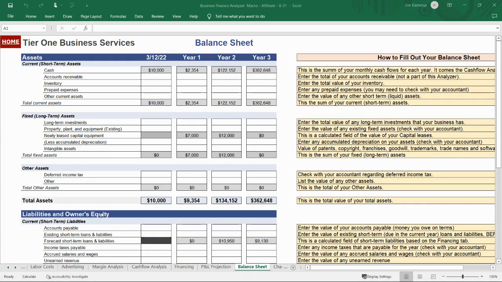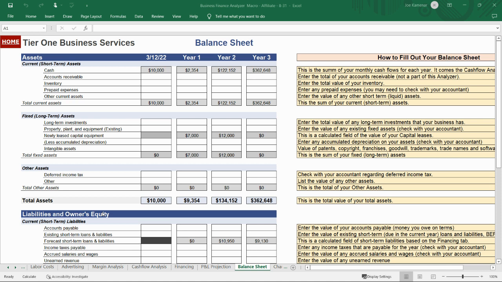Now we're going to look at the balance sheet. This is fairly complex, and not everybody's going to need a balance sheet if you're doing a basic startup business plan. But the purpose of this was to make this for even the businesses who are a little more sophisticated or who are working with an accountant to provide this.